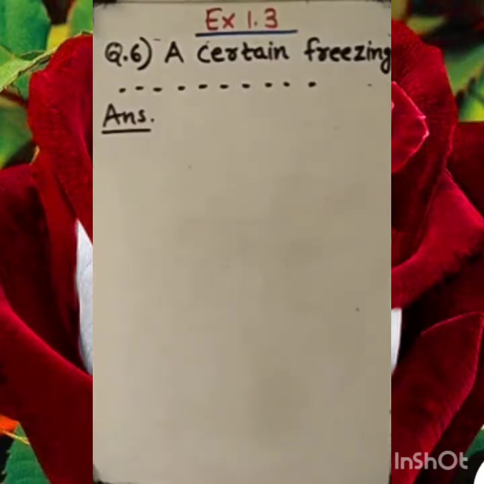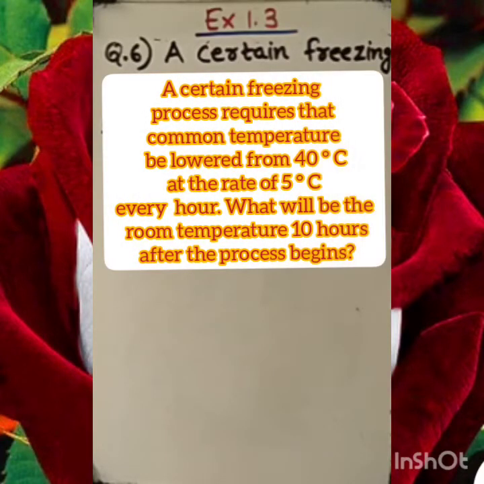Here question number 6 of exercise 1.3. A certain freezing process requires that room temperature be lowered from 40 degrees Celsius at the rate of 5 degrees Celsius every hour. What will be the room temperature 10 hours after the process begins?